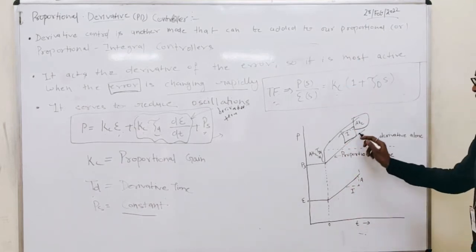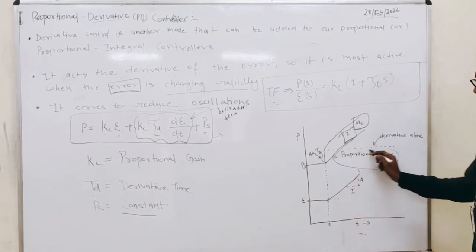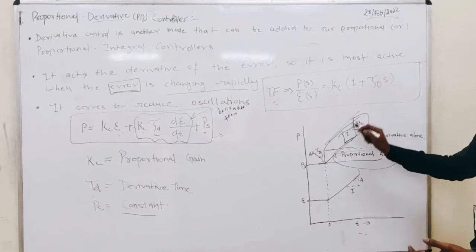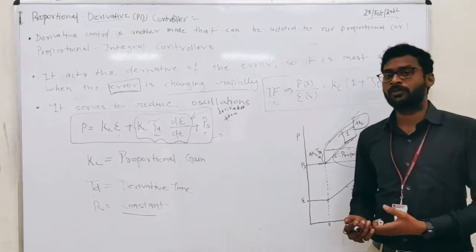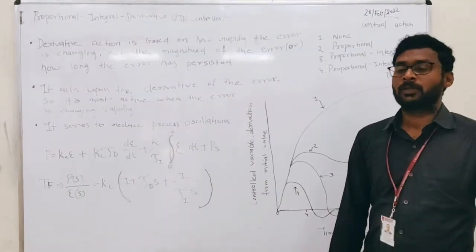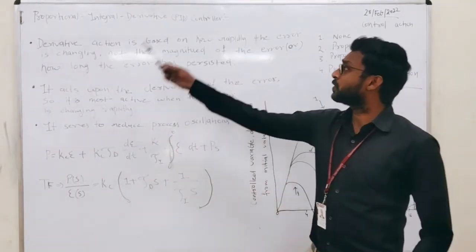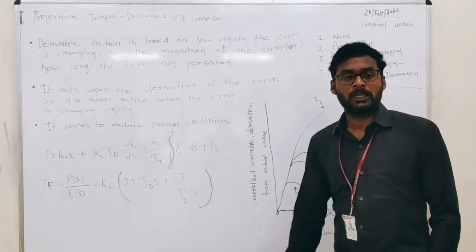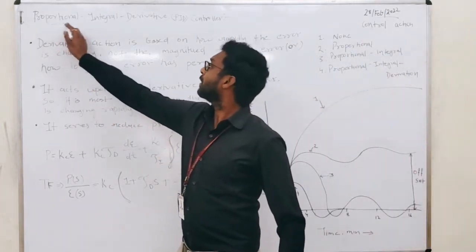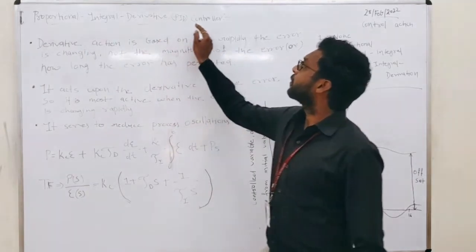Okay, up to here it is only the proportional controller. From here to here, that shows the action of the derivative controller, which is present in the PID controller. So now we are going to see the fourth type of controller, that is the proportional integral derivative controller.